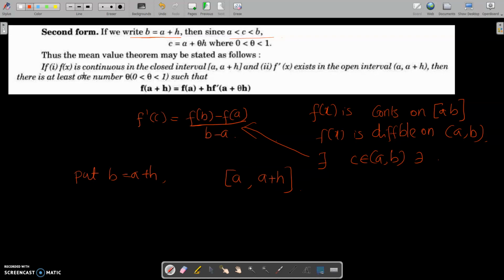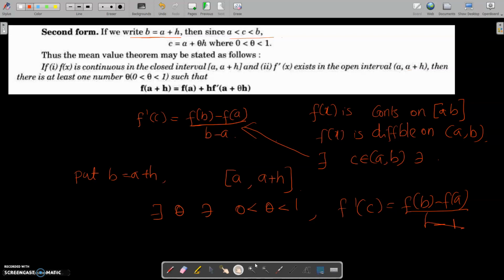Then the mean value theorem can be stated as: f of x is continuous on closed interval a to a plus h. f dash x exists in open interval a to a plus h. Then there is at least one number theta such that 0 less than theta less than 1, then f dash of c is equal to, here c equal to, what was it? f of b minus f of a divided by b minus a.